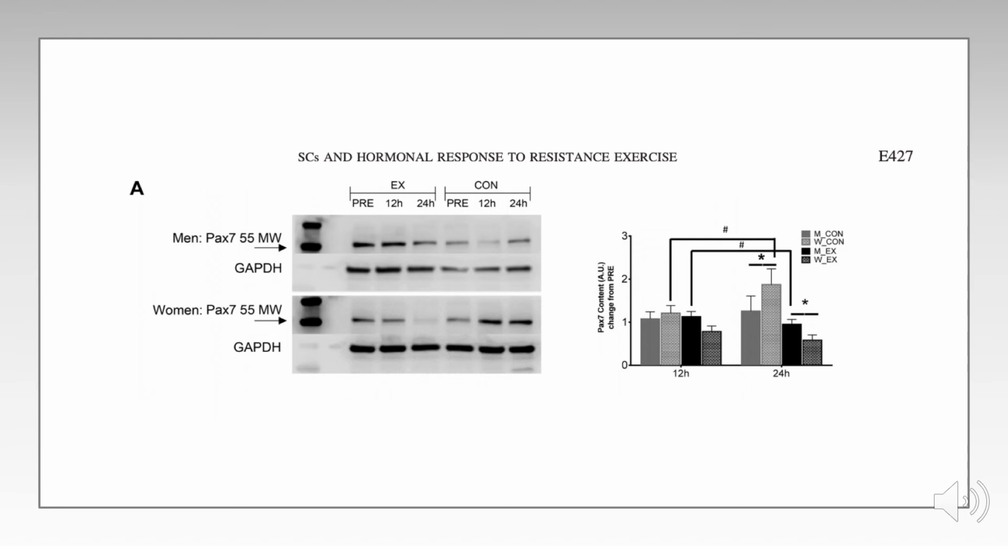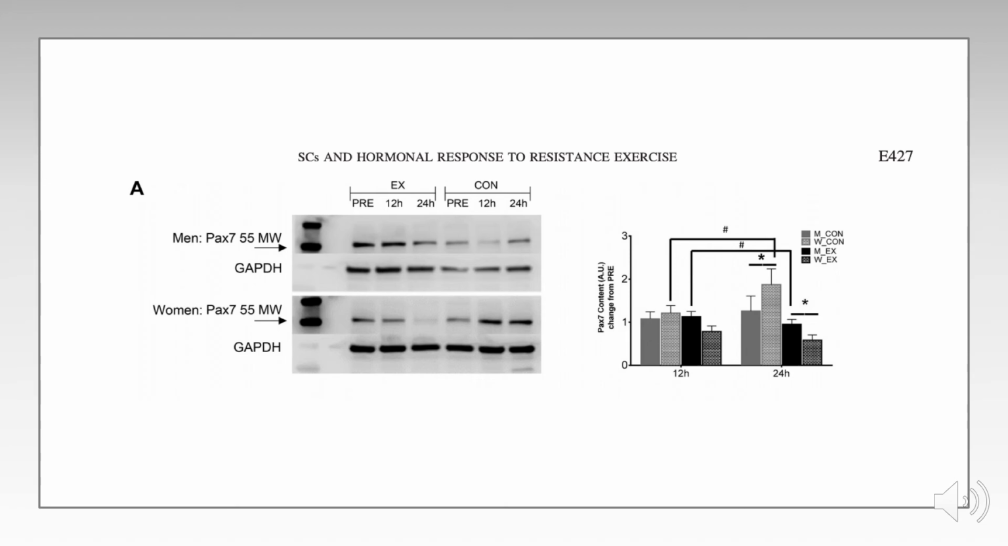Looking at just women, women had a PAX7 concentration that was significantly greater in the CON section compared to the EX. However, with the men, there was no significant difference between CON and EX for PAX7 concentration. When looking at CON overall, women had a higher PAX7 concentration than men, as evident in the first two bars in the 12-hour as well as the 24-hour sections of the graph. For the EX sections, there is no significant difference for either men nor women.